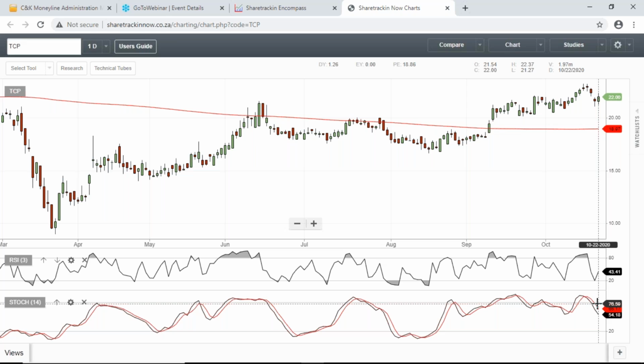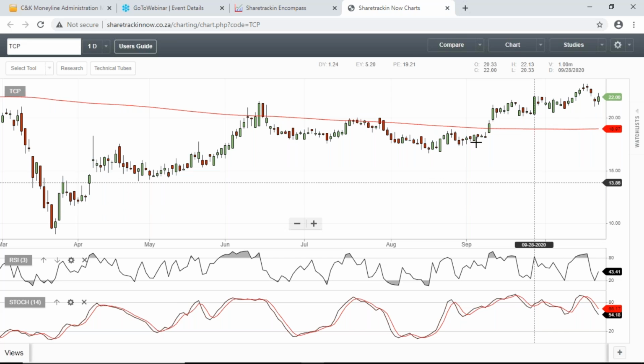And especially if you're trading CFDs, you would rather wait for the second day to see that it's positive before buying in, just to get a confirmation if the share is busy going up or if it's only today that it went up a bit. So let's use TCP then as an example.